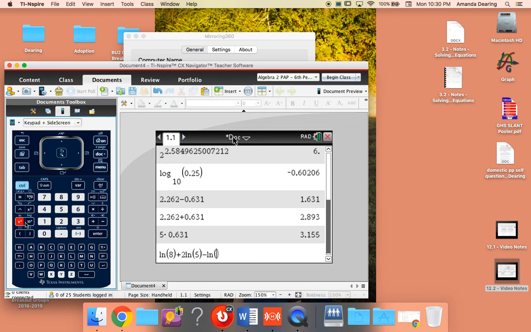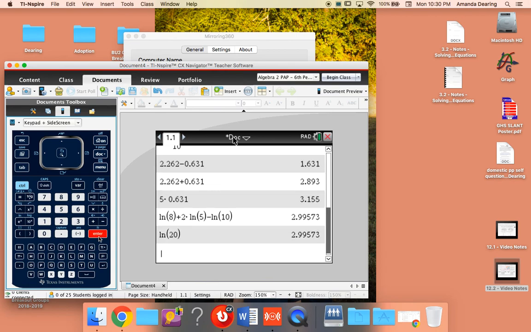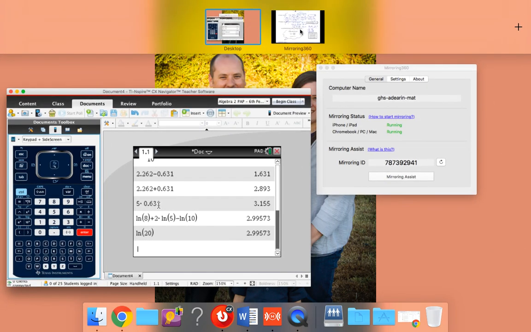And your 84s can do this just like your Inspires. There's nothing weird about it. There's a button on the side of the calculator just like this one right here. Boom, that's that number. Well, I just told you that that was the same thing as the natural log of 20. Oh, look at that. They match. Fabulous.